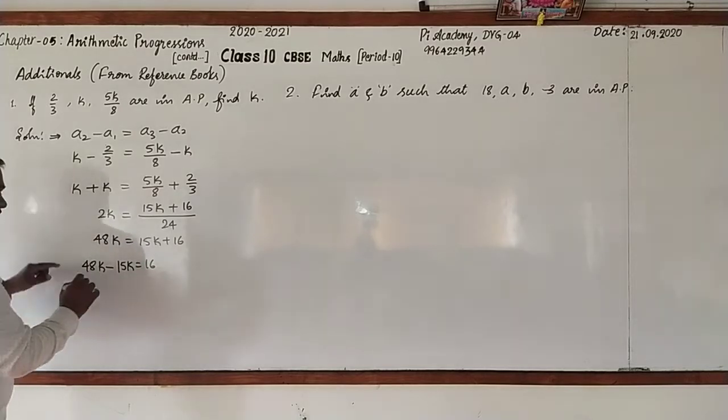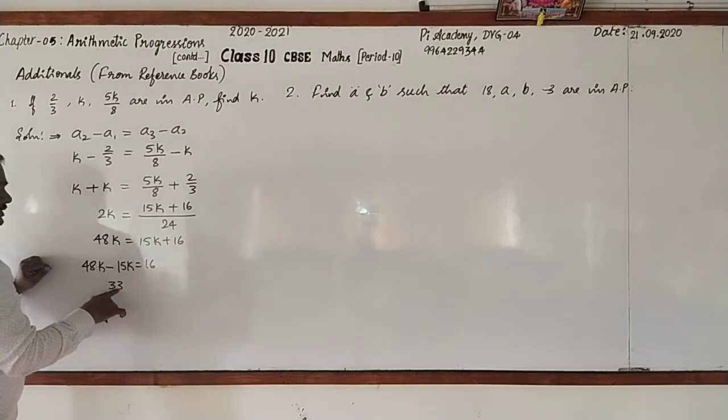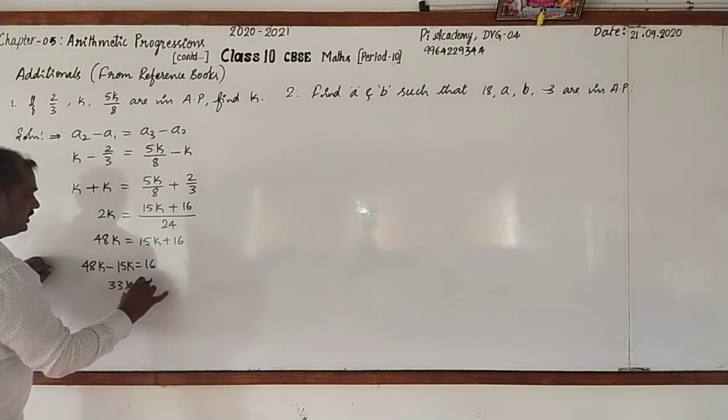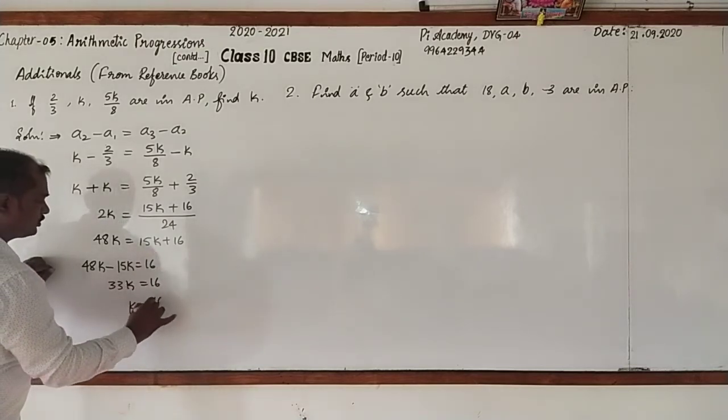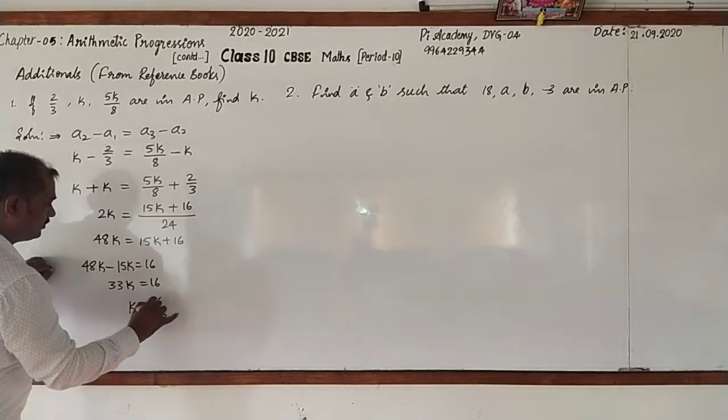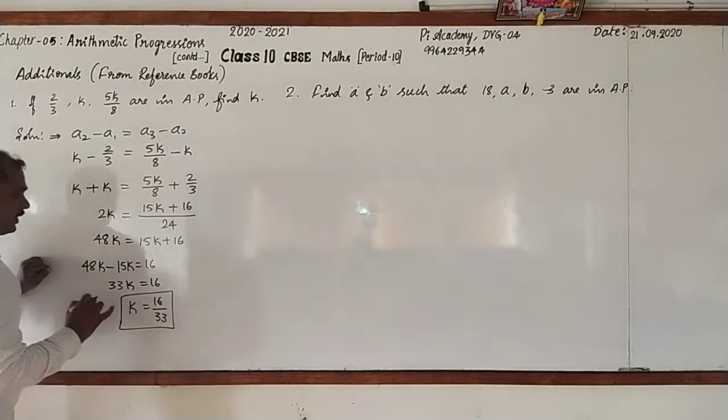48k minus 15, this will be 33, because 8 minus 5 is 3, 4 minus 1 is 3. 33k is equal to 16, k is equal to 16 by 33. Hope you got the same, right?